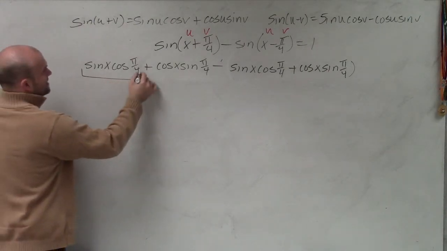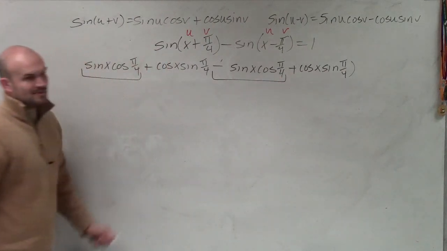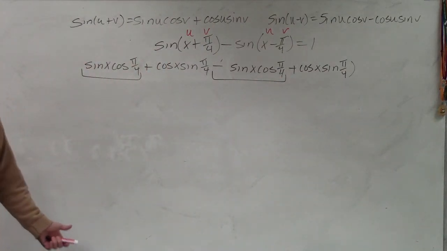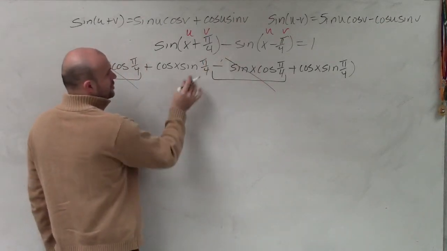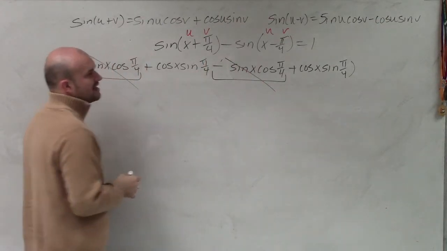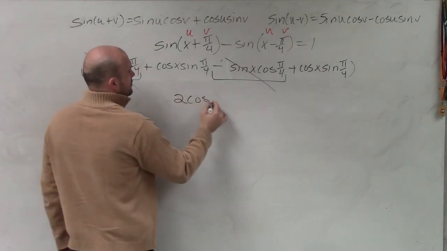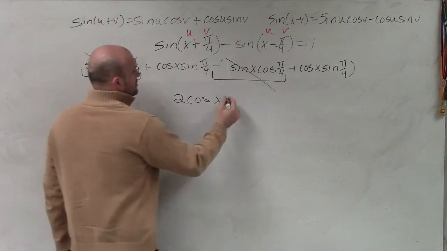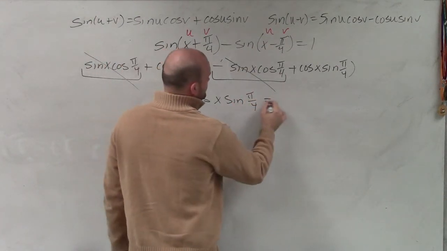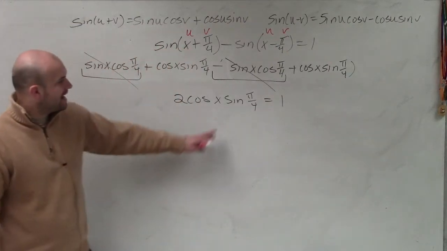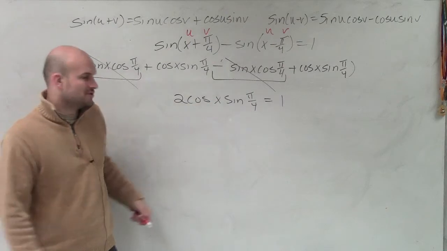What's nice about that is you notice that this and this, what happens to them? They cancel out. They're the same thing, right? They add up to 0. So I'm now left with cosine of x plus cosine of x sine of pi over 4, which is 2 cosine of x sine of pi over 4. Oh, and this equals 1, right? Now, what's the sine of pi over 4? Square root of 2 over 2.